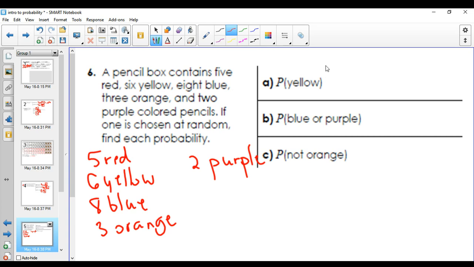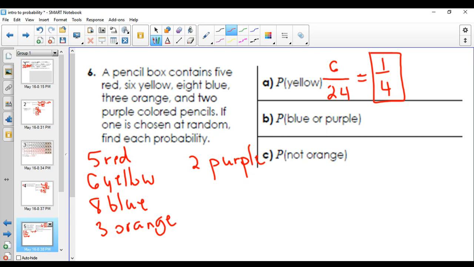Okay, first question, probability of choosing a yellow pencil. Well, if we look at our information, we have 6 yellow pencils. Now, they didn't tell us in the problem how many total pencils there were, but we can certainly figure that out on our own by adding all of the numbers together, and that gives us 24. And then 6 out of 24 simplifies to 1/4, which also would be 25% if you wanted to give it that way.